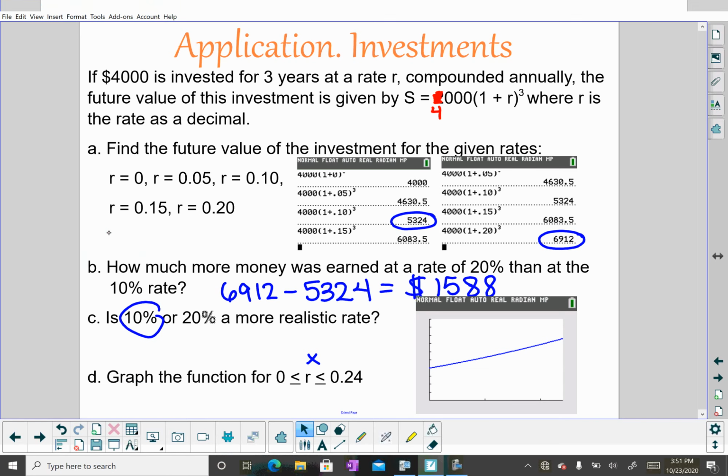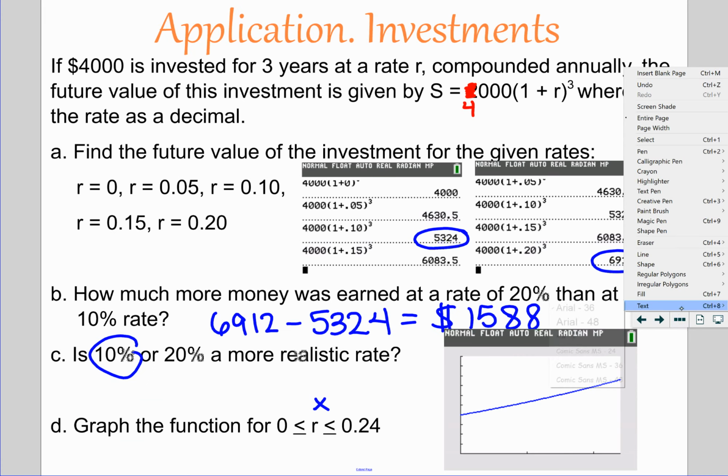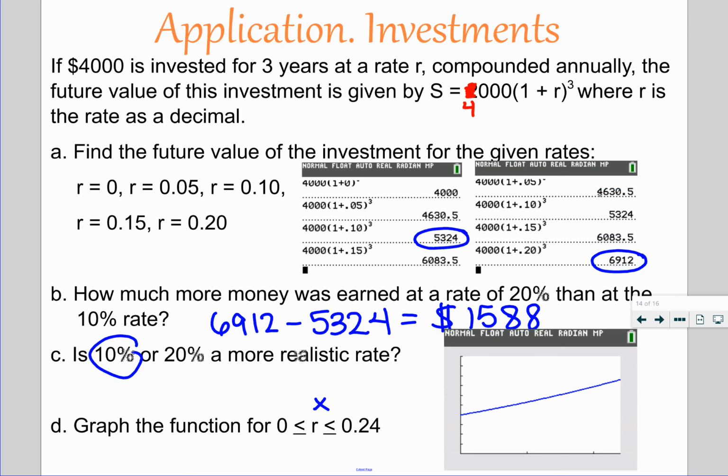I'll make that a little bit bigger here, and I can label on my graph. So here is my R, 0 and 0.24. And then my Y's, remember we went from 0 to 10,000. So what we're seeing here, that's where the graph started at 4,000. And we can see how it's increasing based on how much our R value is increasing by, what our interest rate is.